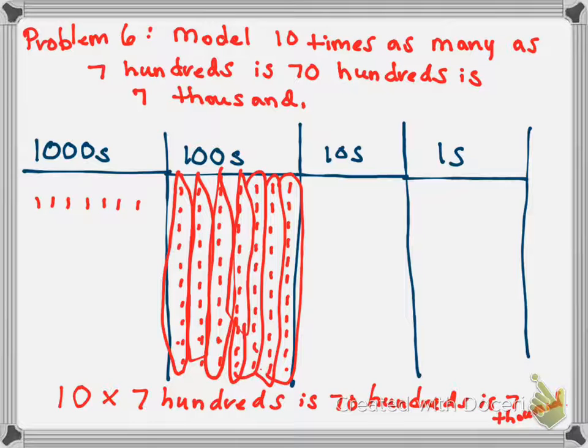70 hundredths is really saying it's 7 thousandths. We're going to go up a unit. 1, 2, 3, 4, 5, 6, 7. There is 7 thousandths.